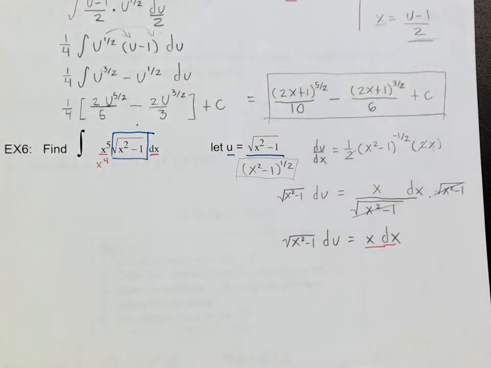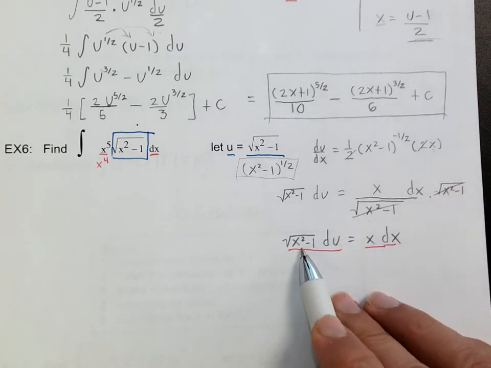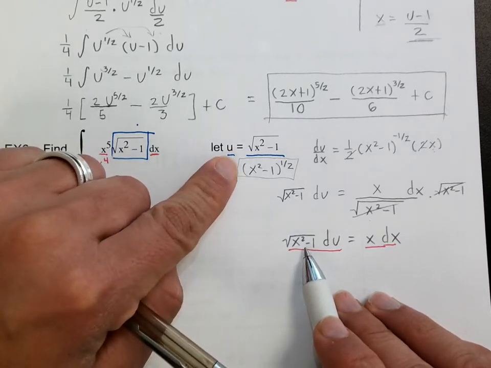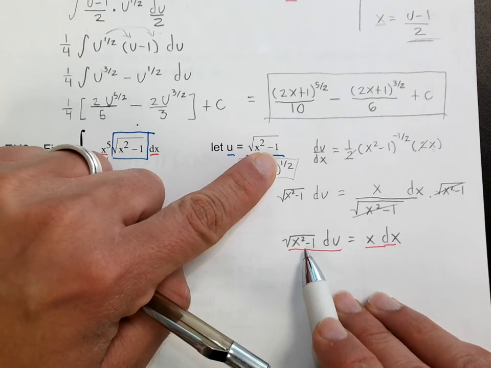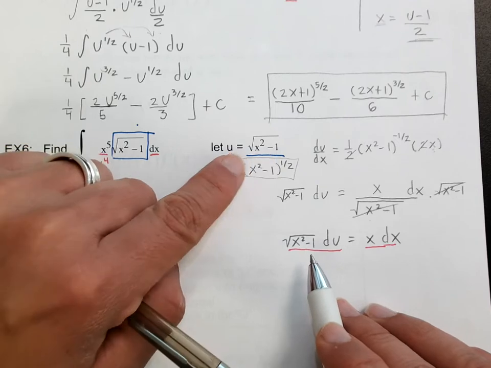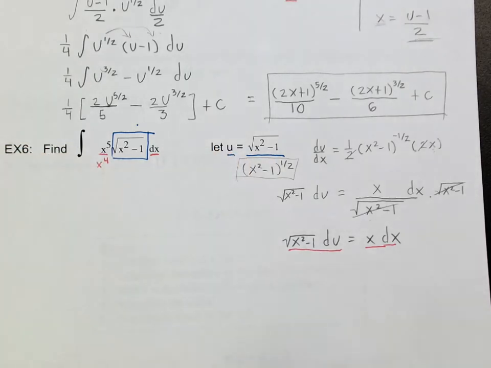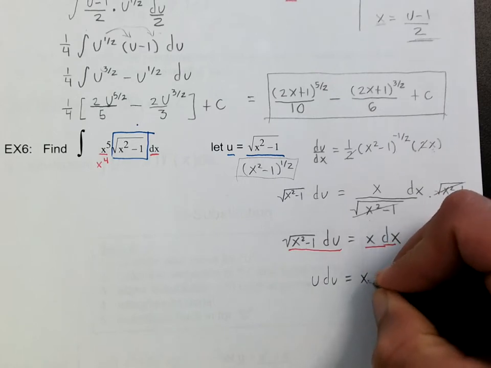So, before I do that, but even if I wanted to do that, notice that I cannot replace this with this because I have terms over here that are not in terms of u. But if I look over here, I notice that u is equal to the square root of x squared minus 1. So I can actually replace this with u. So we have u du is equal to x dx.